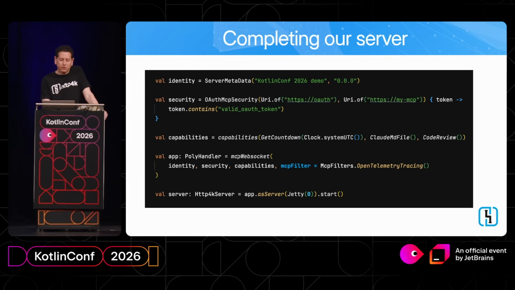Then what we can do is create an MCP app by passing in the identity, the security, and the capabilities. We're also going to pass in a filter, which is the MCP filter that's going to activate at that MCP layer to capture the OpenTelemetry tracing. Once we've got the app, we can turn it into a server and start it up, exactly the same as we had before.